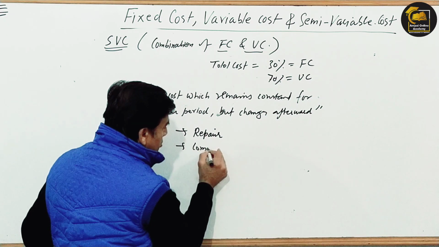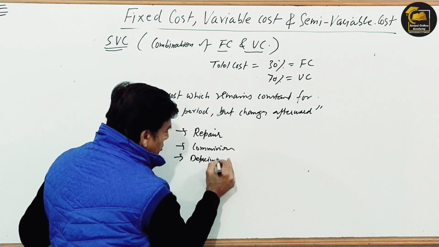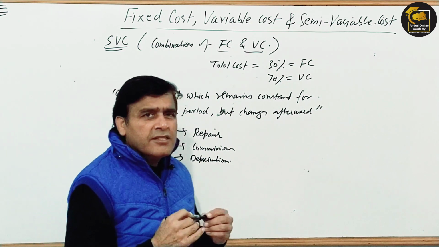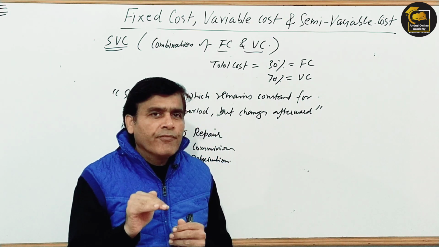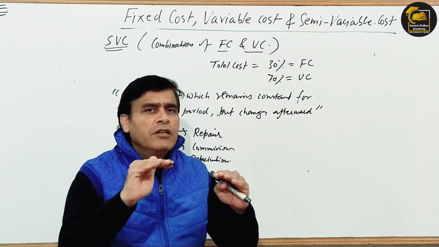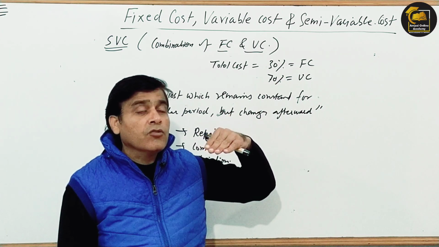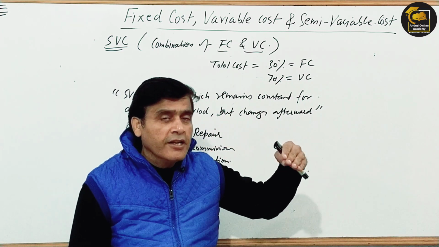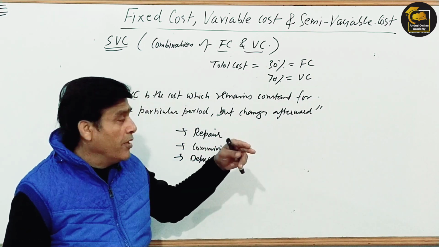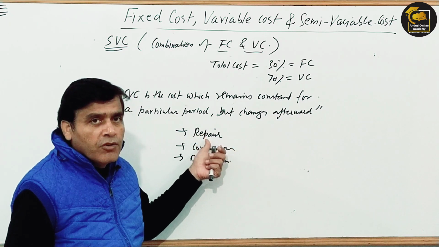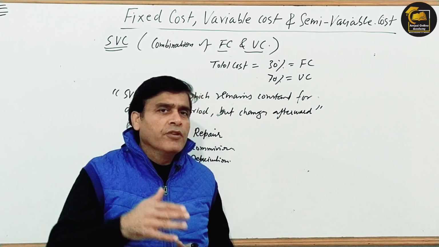examples may be commission, example may be depreciation, right? So these are some expenses. If you observe, when you are utilizing your plant or factory up to a particular limit, then the depreciation and the repair will remain constant. But if you go beyond that limit, for example if you start overproduction, then your repair and maintenance will also increase, your depreciation will also increase. That is the maximum utilization of your plant. So for a particular period of time they remain fixed, and after that they also start increasing. This is the example of the semi-variable cost.